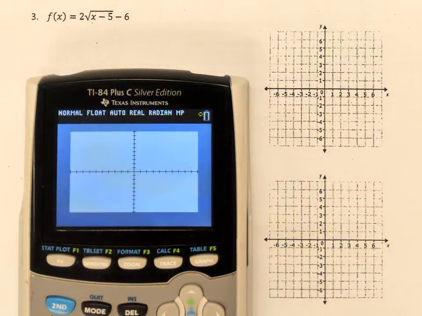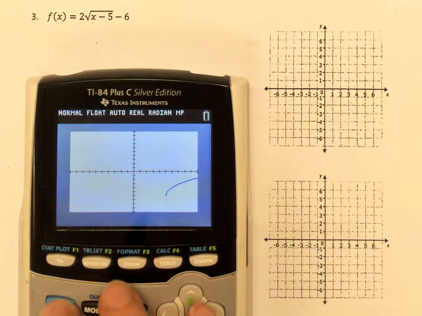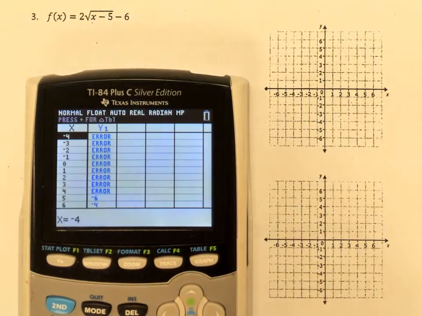Alright, hit graph. Alright, where do I go? Hit table. Second table, there you go. Let's see, find all the errors. Put down, what's the first one?